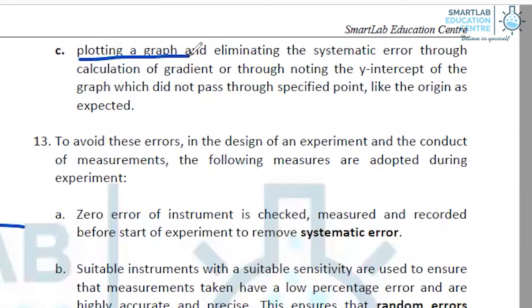So at this stage, we all realize the advantage of plotting a graph, because when you plot a graph, you manage to minimize random error because you will draw a line through all the points by averaging out those values that you collected through your measurements, and any systematic errors could actually be removed by calculating the gradient or noting that the y-intercept did not pass through a specific point, like the origin.